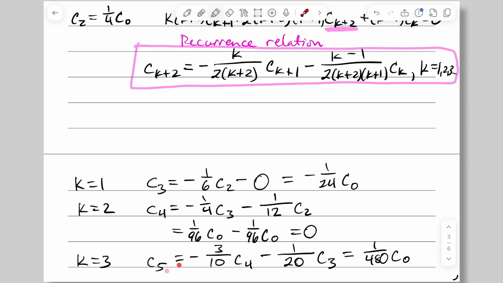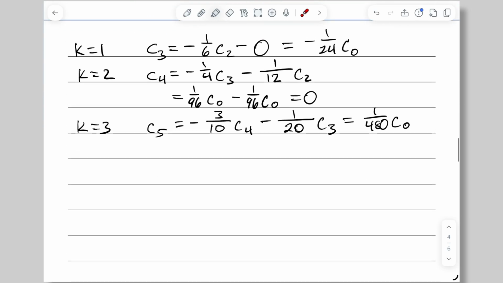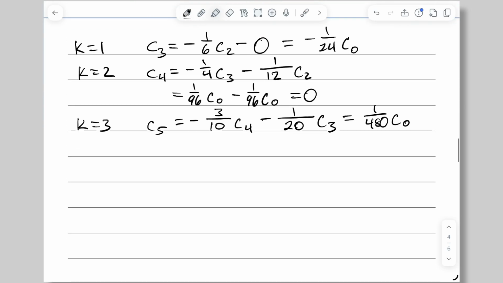C5 is negative 3/10 C4, but C4 is 0, minus 1/20 C3, but C3 is expressed in terms of C sub 0. So when k equals 3, we get C sub 5 is equal to 1 over 480 C sub 0. Now that we have all the constants straightened out, what I'd like you to do is write down what you think are 2 power series solutions.